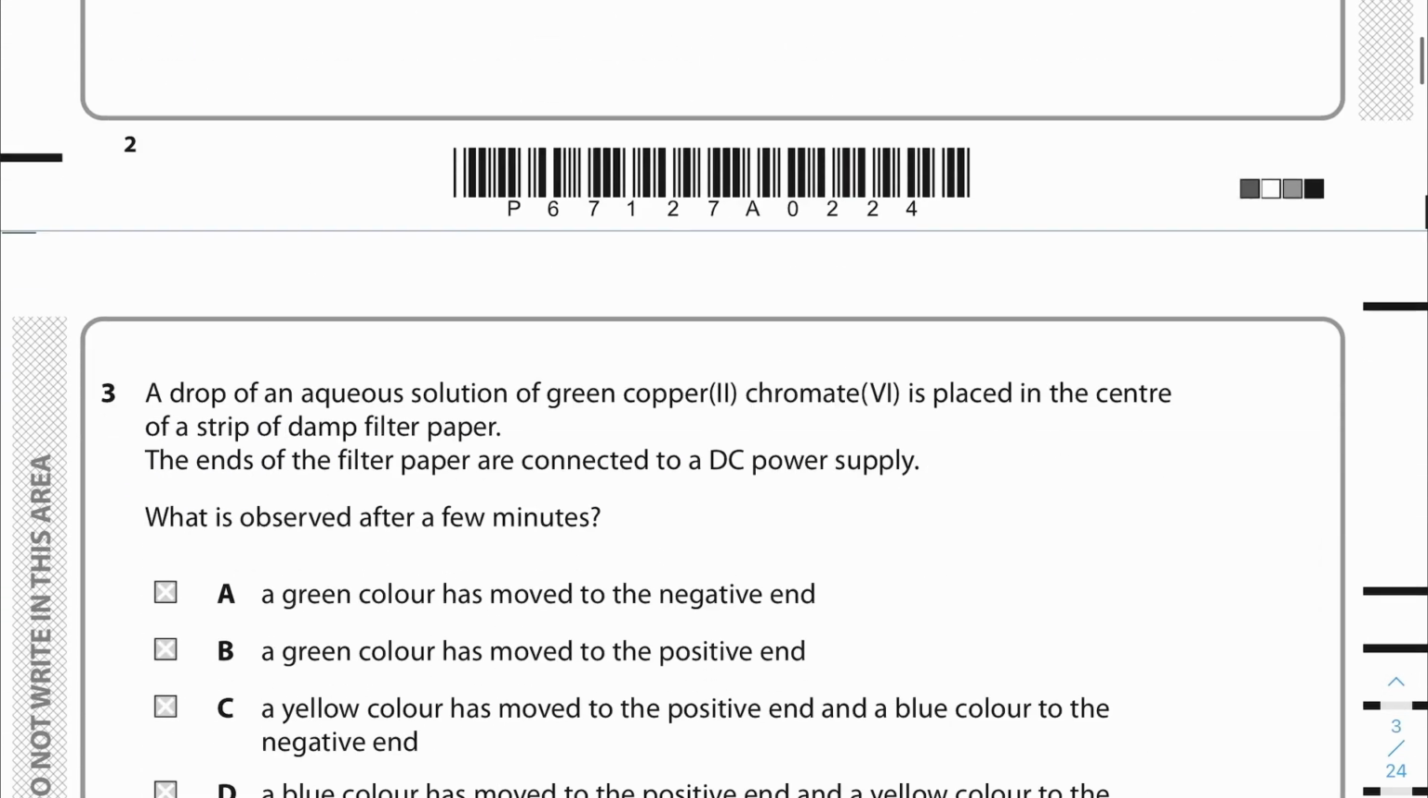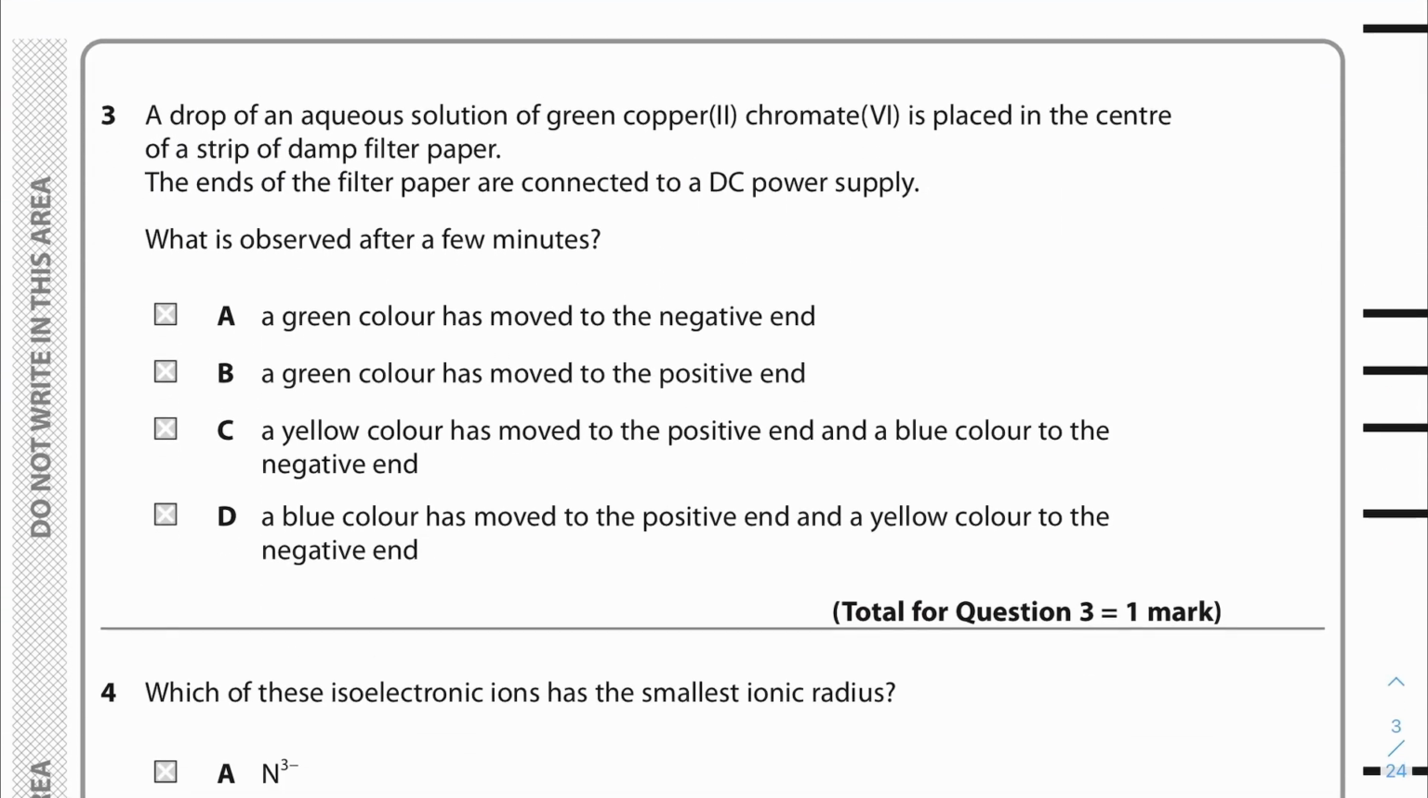Okay, so question number 3. A drop of aqueous solution of green copper 2 chromate is placed in the center of a strip of damp filter paper. The ends of the filter paper are connected to a DC power supply. What is observed after a few minutes? If this is a matter of memory, you can remember that the chromate gives off a yellow color, and the copper 2 gives off a blue color.